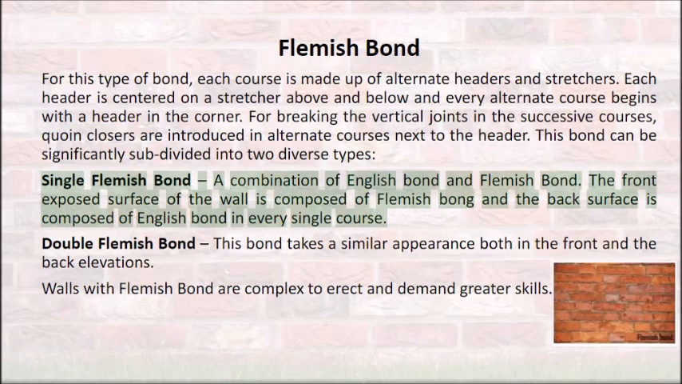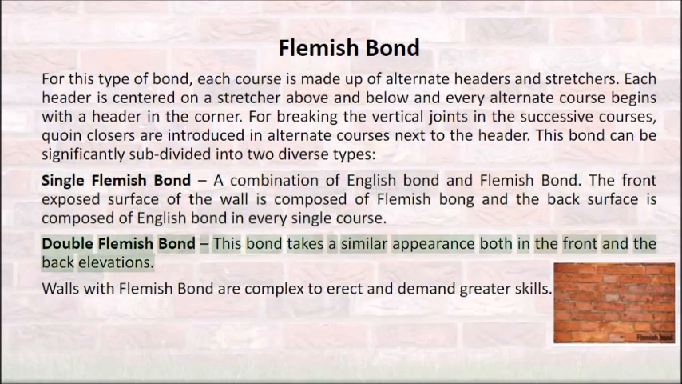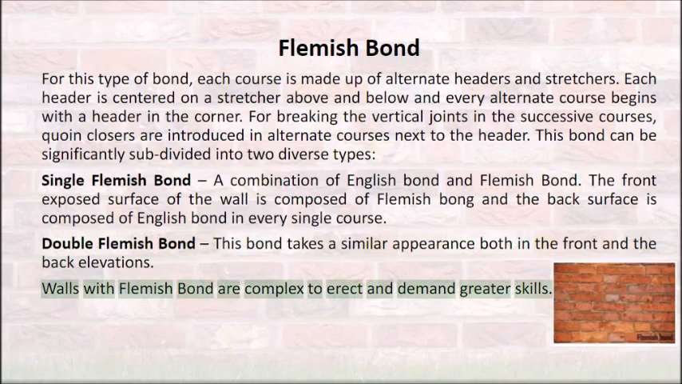Single Flemish bond, a combination of English bond and Flemish bond. The front exposed surface of the wall is composed of Flemish bond and the back surface is composed of English bond in every single course. Double Flemish bond. This bond has a similar appearance both in the front and the back elevations. Walls with Flemish bond are complex to erect and demand greater skills.